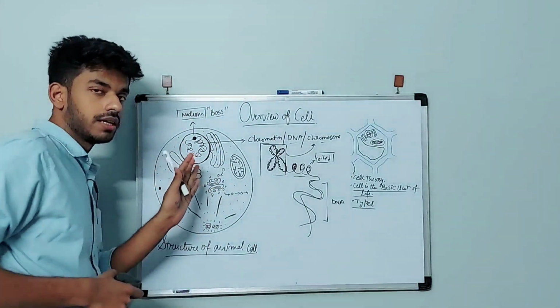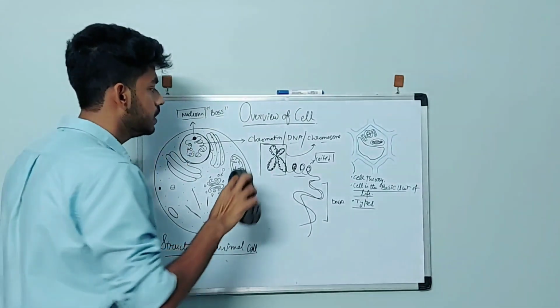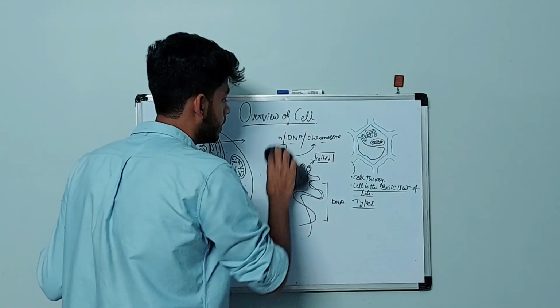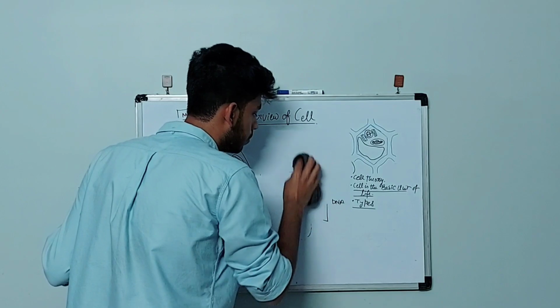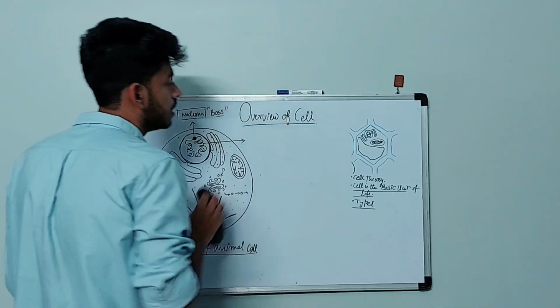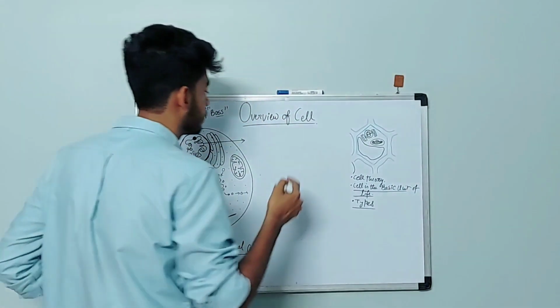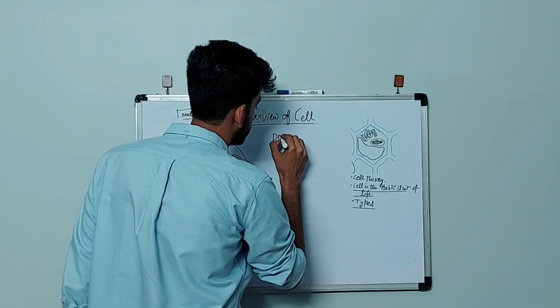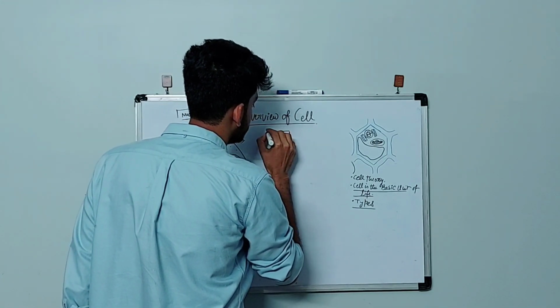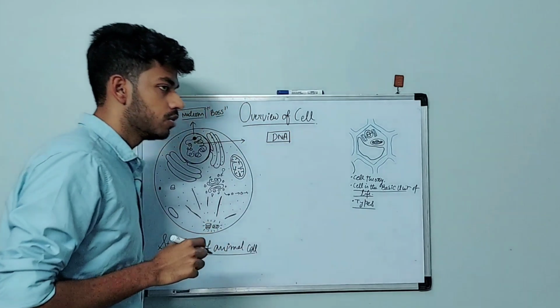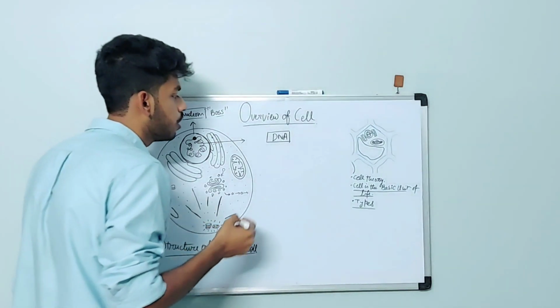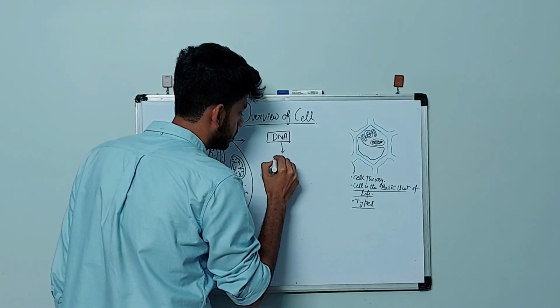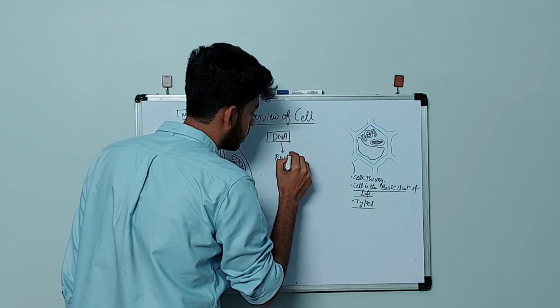So the DNA part, I am referring to it as DNA. The DNA part of the nucleus is just like a big brother. So what does the big brother, the DNA, do? It sends its message to whom? To his small brother, that is known as RNA.